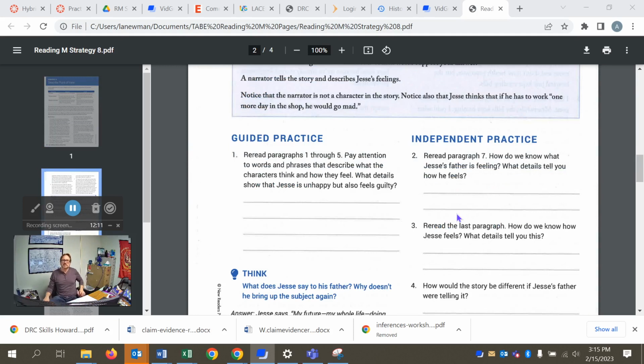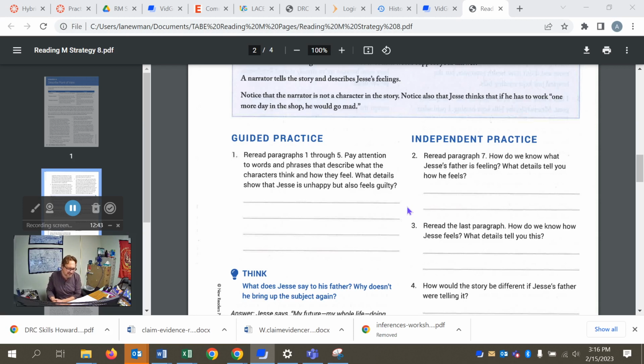Okay, so we're back here on page 45, and hopefully you have read the story After the Storm about how Jesse's attitudes about his father's shop change after a disaster happens in the community. So our first question says, reread paragraphs 1 through 5, which we've done off camera. Pay attention to words and phrases that describe what the characters think and how they feel. What details show that Jesse is unhappy but also feels guilty?